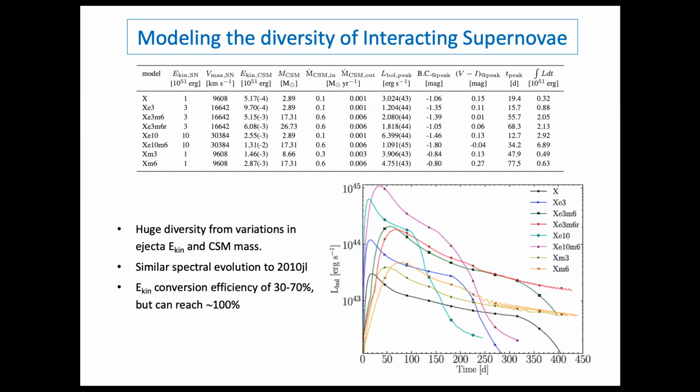Can you exclude that there is a sort of binary, another star which may interact or something?